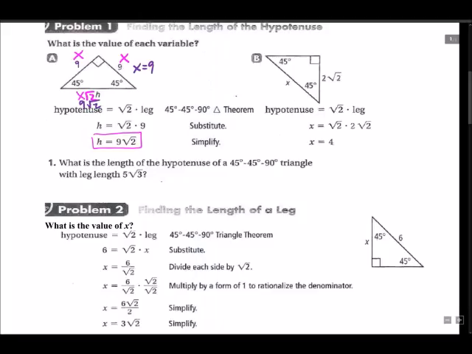Let's look at the next problem. On this one, we're looking for the length of our hypotenuse. And so we have a leg and a leg. So we write our formula.